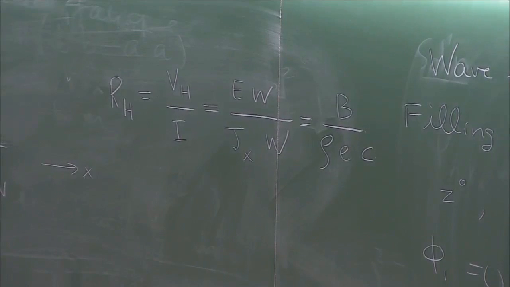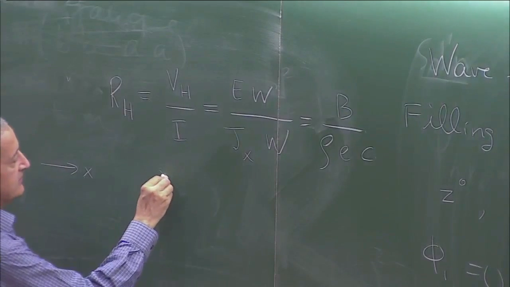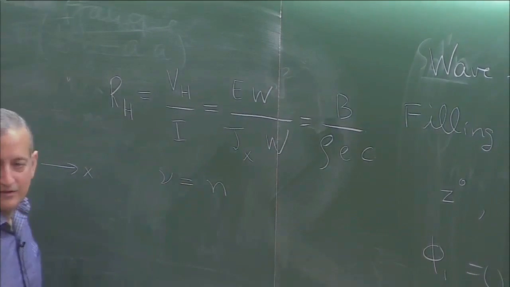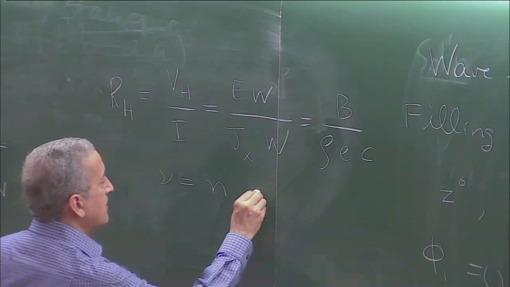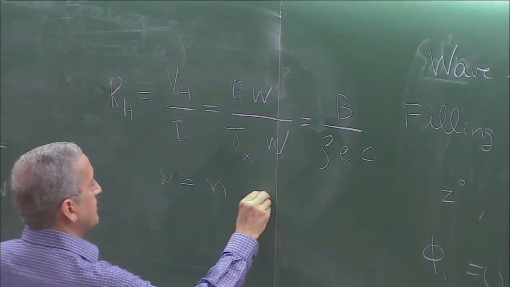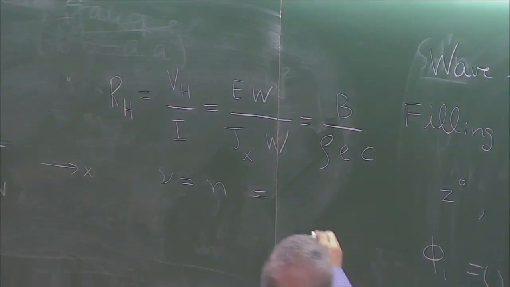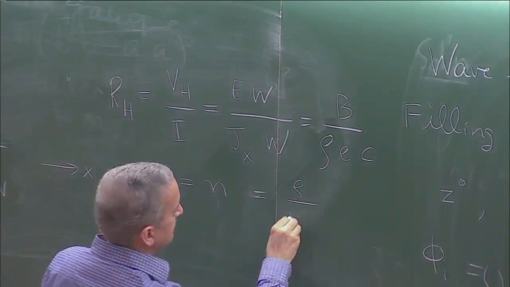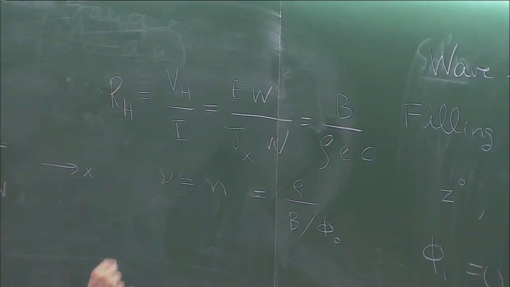Okay. So let's look at what happens to this when the filling factor is integer. Let's consider that situation. Now I had a formula for the filling factor here. So it's rho divided by, so that's equal to an integer.